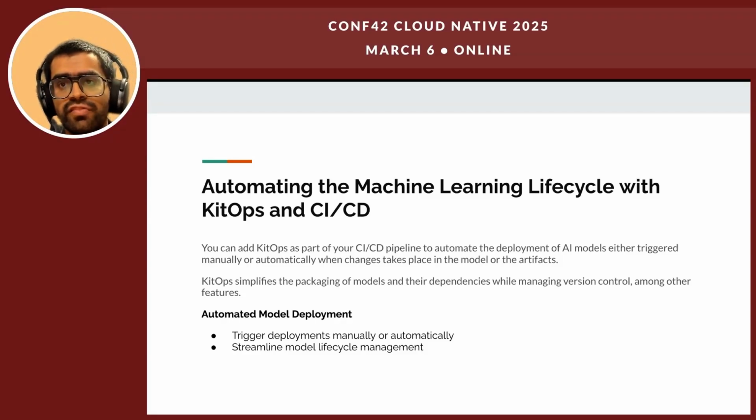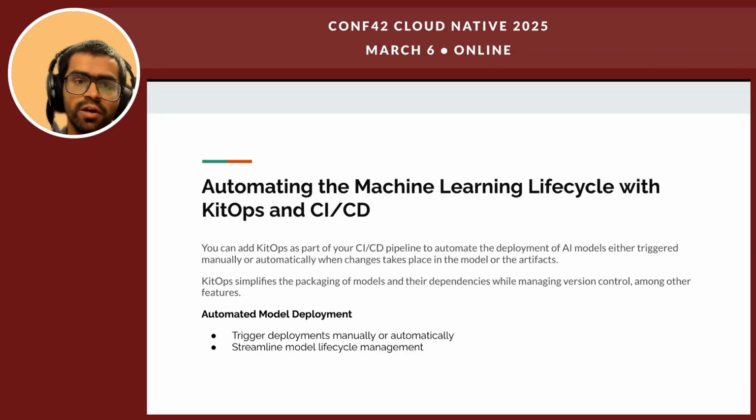So imagine that whenever you're trying to push a machine learning model to production with a new version, you push the code, then you generate the new dependencies, for example, the model files that could be in H5 format or a pickle format, and then manually having to deploy it where you are running it in production. All these steps can be automated with the help of CI/CD. So you can also add KitOps as part of your CI/CD pipeline to automate the deployment of these AI models, which can be triggered either manually or automatically based on, let's say, the changes taking place in your model or the artifacts.